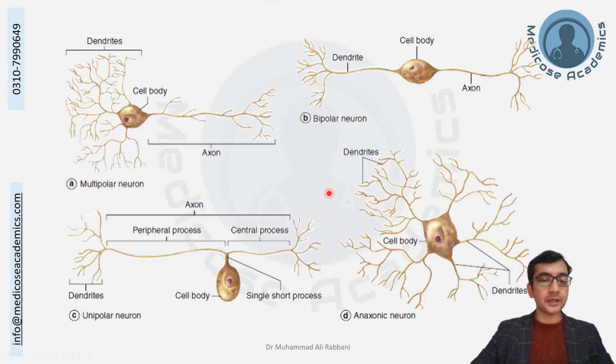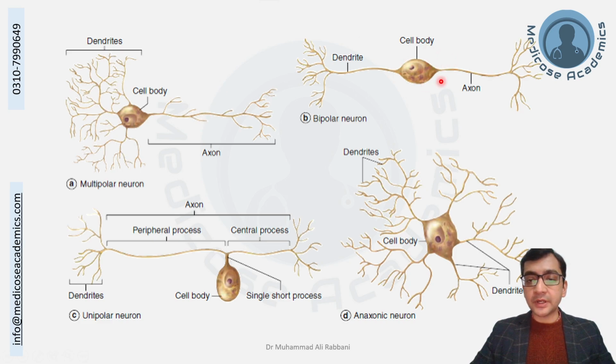Let me show you by this picture. This is a typical multipolar neuron. It has a large number of dendrites attached to the body, but even if the cell is multipolar, it usually has only one axon. As the axon moves around, it may branch to give terminal arborizations or collateral branches.